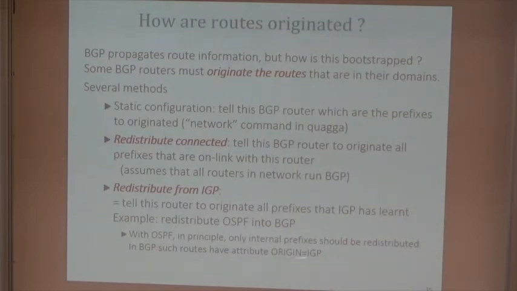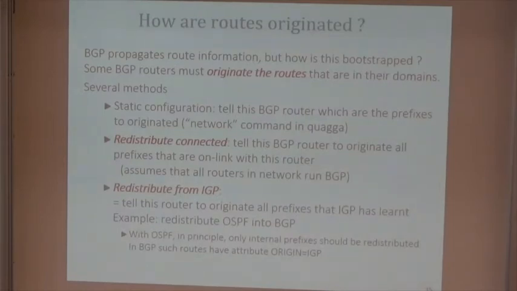But this works only if all the routes that are put into BGP are the routes that are directly connected, the network prefixes that are directly connected to BGP routers. In a domain, you may have some routers that are not running BGP. So we may also use another method, which is called redistribute from IGP.